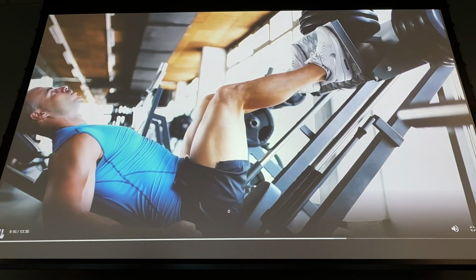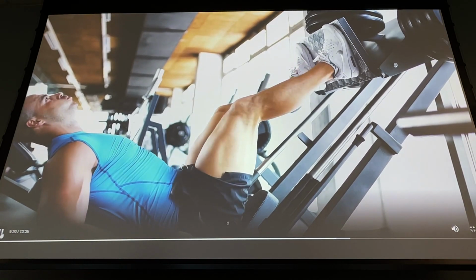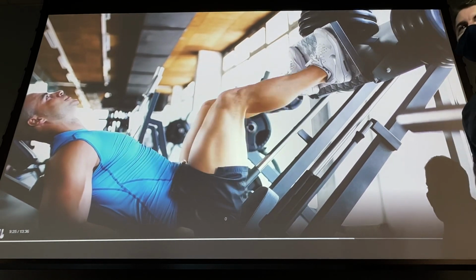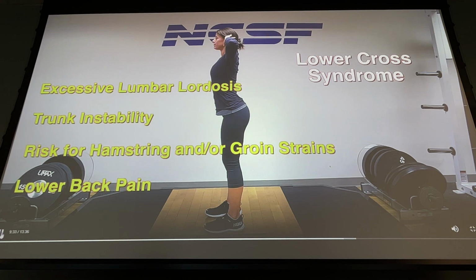First off, lower cross syndrome is another common postural issue. That's this one. It affects those who weightlift as well as sedentary individuals. You see people who try to stick their glutes out, maybe naturally or unnaturally. Somewhat similar to the upper cross syndrome, but it impacts a different region of the body. So anterior pelvic tilt: weakness and tightness of core and pelvic musculature causes excessive lumbar lordosis, trunk instability, the risk for hamstring and or groin strains, and lower back pain.